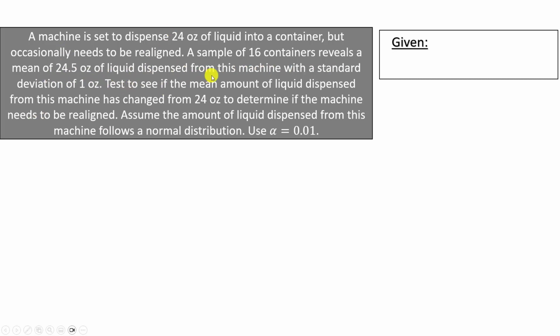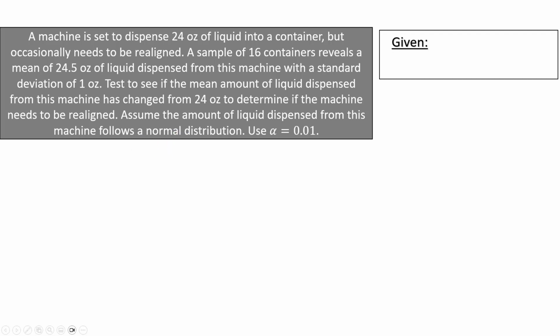And we want to test to see if the mean amount of liquid dispensed from this machine has changed from 24 ounces to determine if this machine needs to be realigned. So it's supposed to dispense 24 ounces, but sometimes it gets a little bit above or below, and we want to know if, based on this sample, we really should be realigning this machine. Assume the amount of liquid dispensed from this machine follows a normal distribution. We have to have that statement because we did not have a sample size at least 30. So to ensure the central limit theorem applies, we have to have a normal distribution.